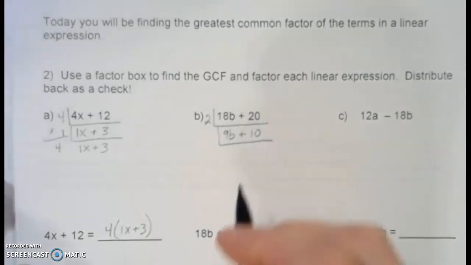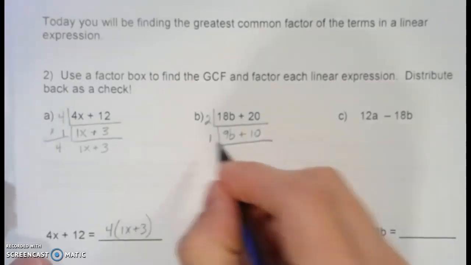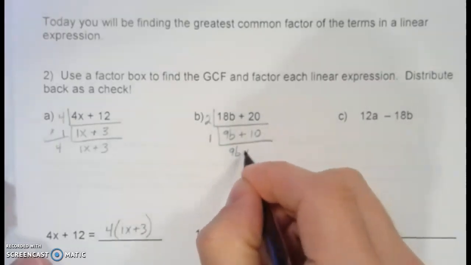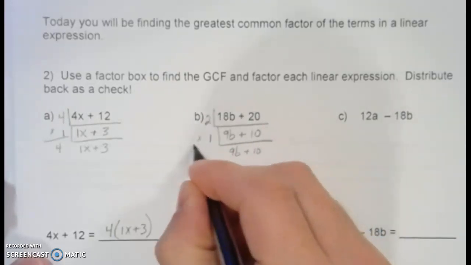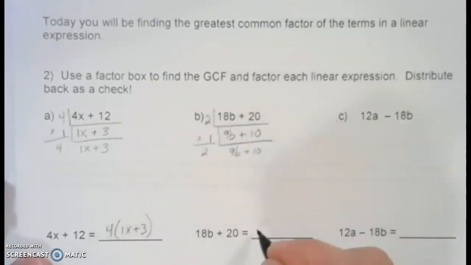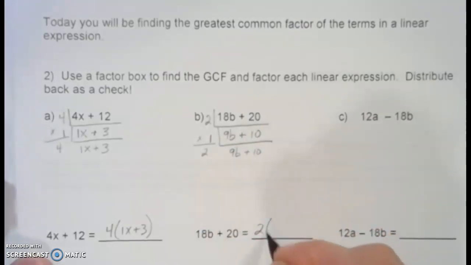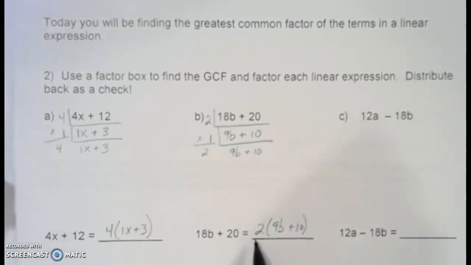Their only common factor, however, is only going to be 1, and so that's going to keep me with 9b plus 10. I multiply 2 by 1, which is 2. That's the greatest common factor. And then the other factor of the expression is going to be what was left over, which was 9b plus 10. And again, if you distribute as a check, 2 times 9b is 18b, 2 times 10 is 20, so I know I factored correctly.